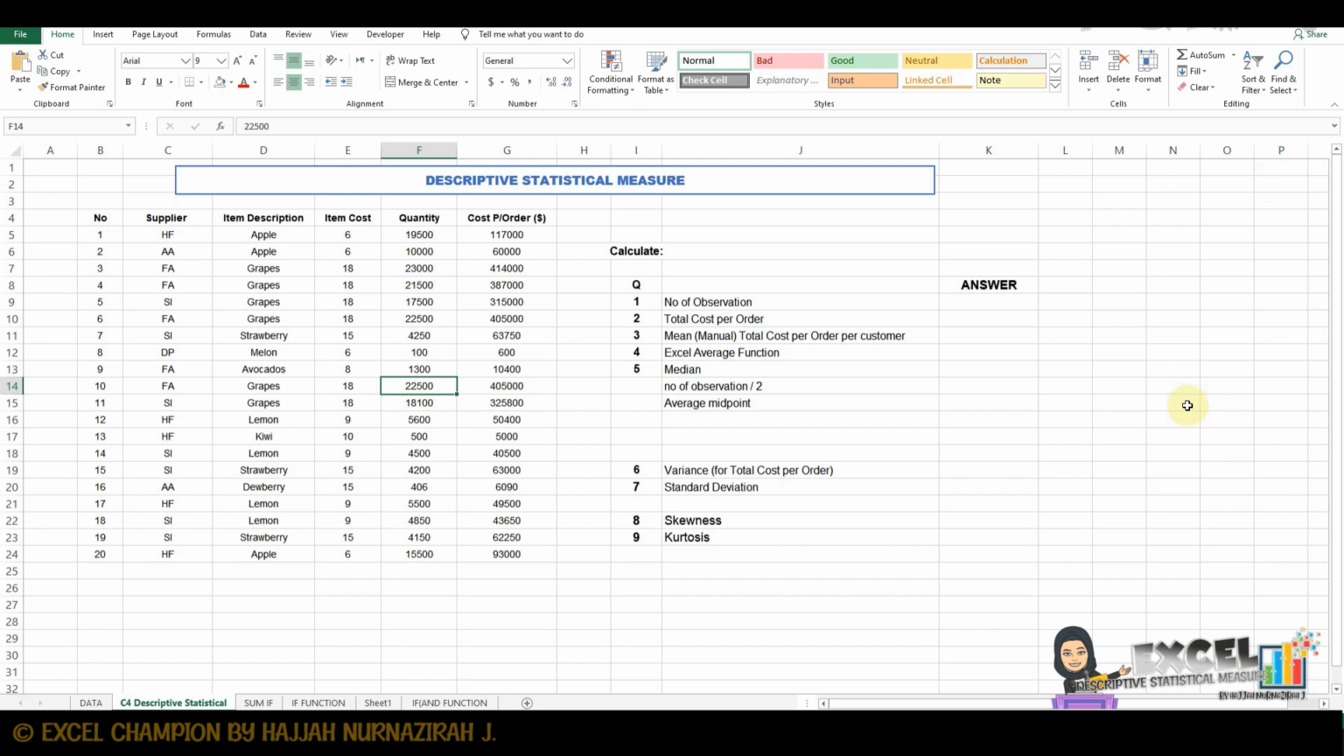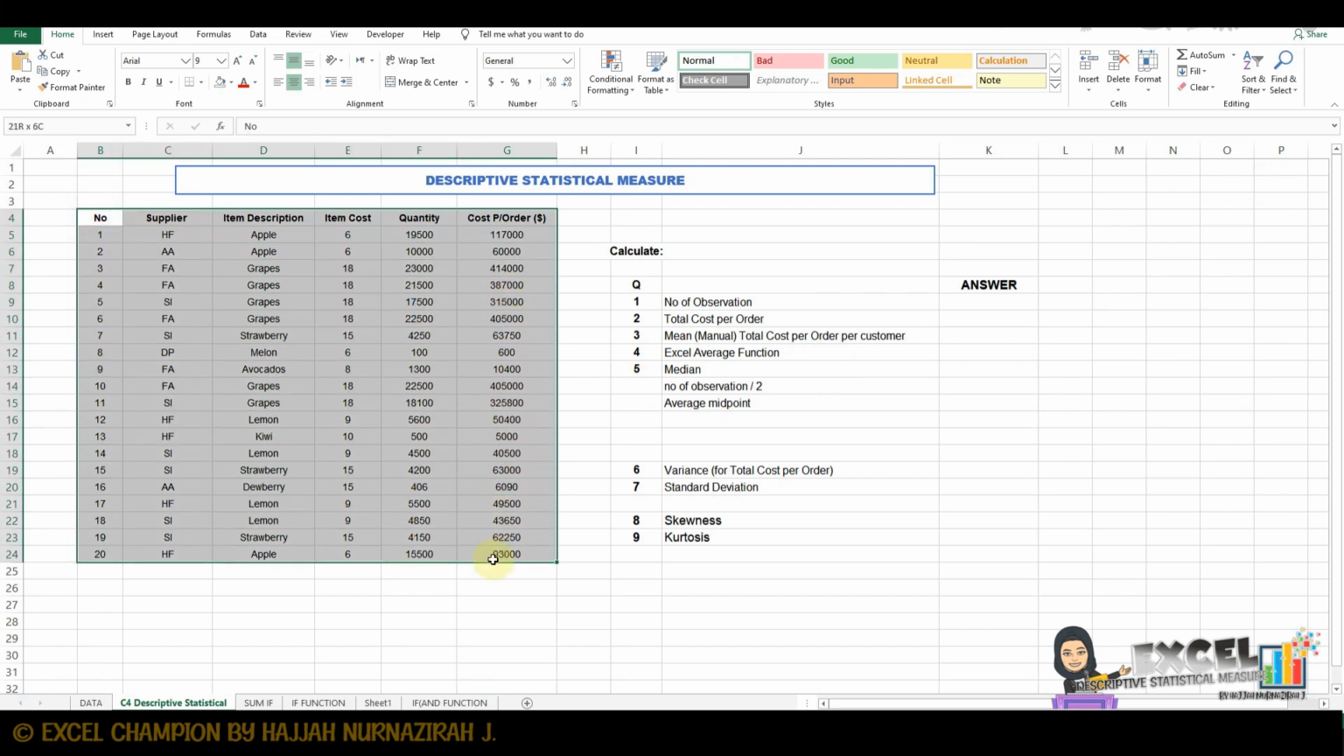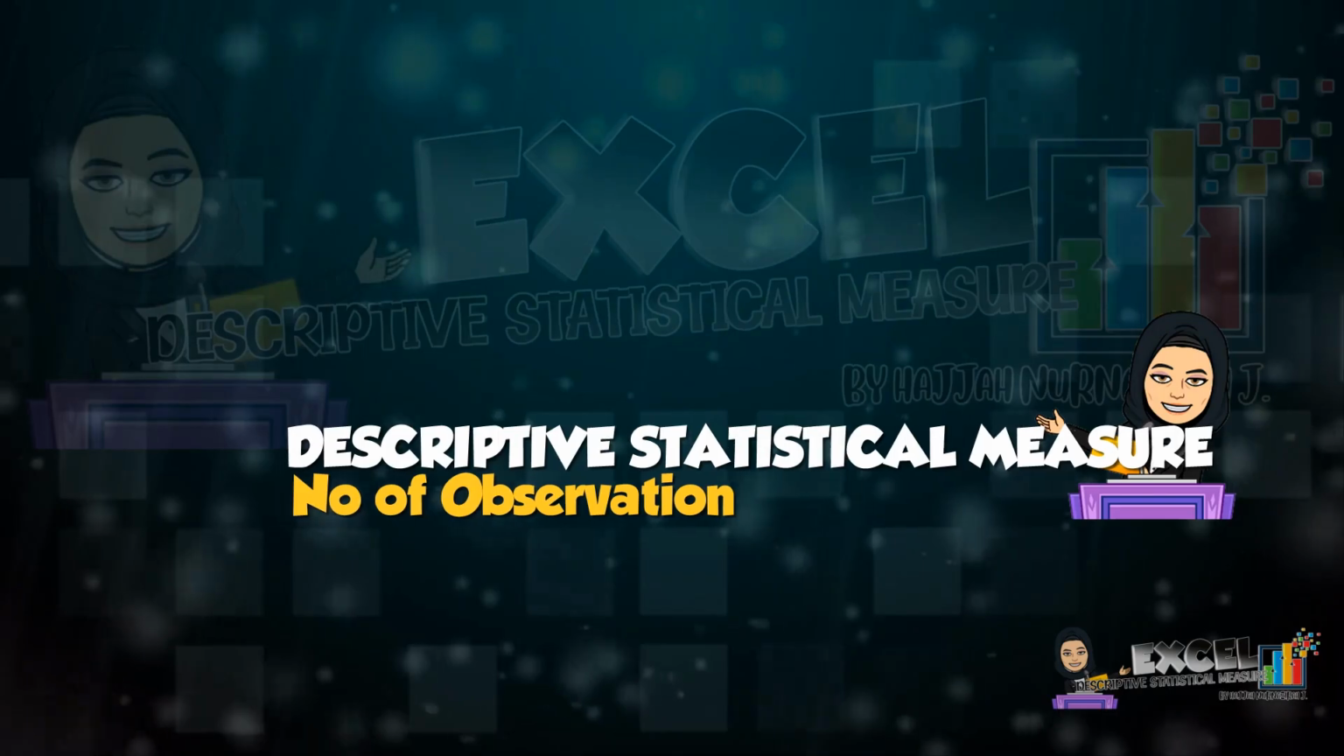Okay, so today I'm going to show you how to get several answers for a descriptive statistical measure. So this is our data. There are 20 samples and these are our questions.